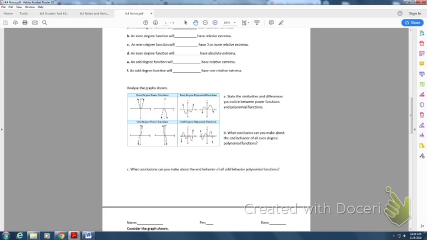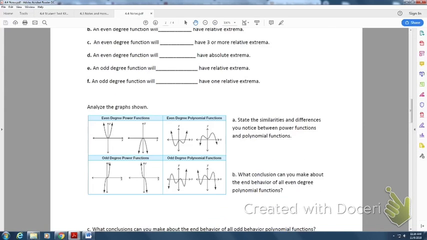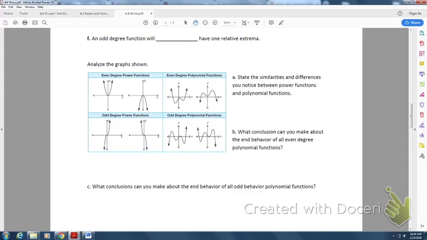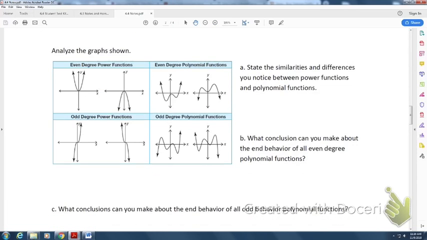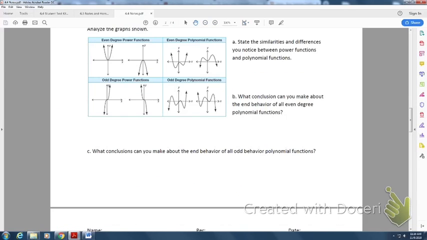Going here to this table, we'll answer these questions. It says, state the similarities and differences you notice between the power functions and polynomial functions. If it is an even degree that is positive, there's the power, there's the polynomial. Both of those are up, up. If it's negative, it's down, down.